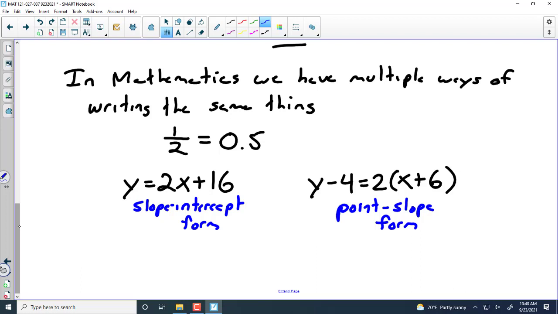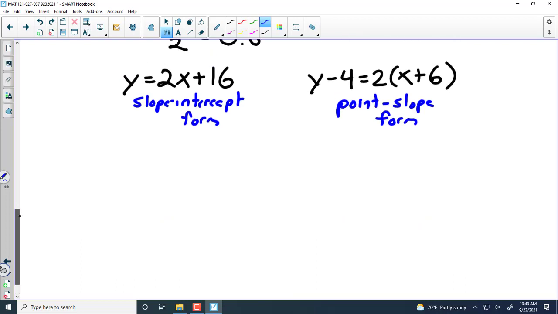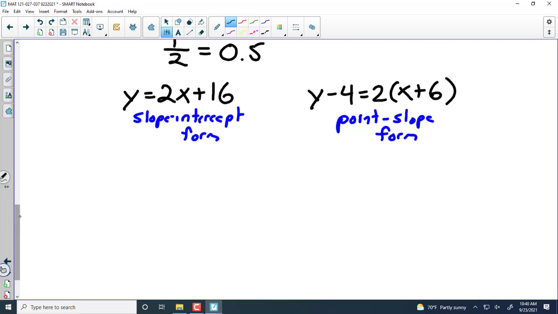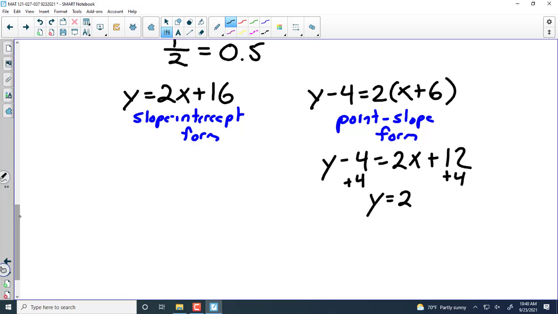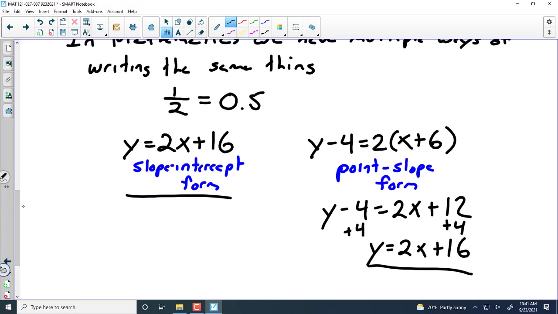And if you don't believe that, that's okay, because you could take this line over here. This one's the easier one to mess with. If you take this line over here, check it out. I distribute the 2, and I get 2x plus 12 by distributing the 2 over here. Add the 4 to both sides. And you can see that they're the exact same line. There's no difference between the two of them. However, at one point when you learned about lines, you had to get used to the idea that sometimes lines are in point slope form and sometimes they're in slope intercept form. Just like at one point we all had to get used to the idea that 1/2 and 0.5 actually meant the exact same thing.